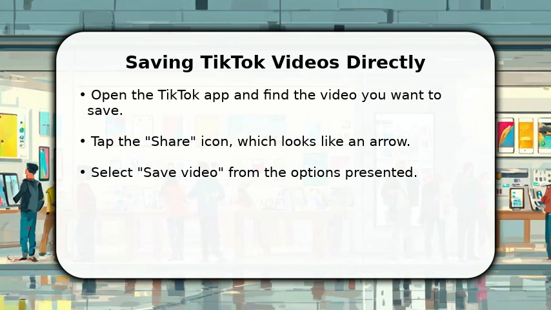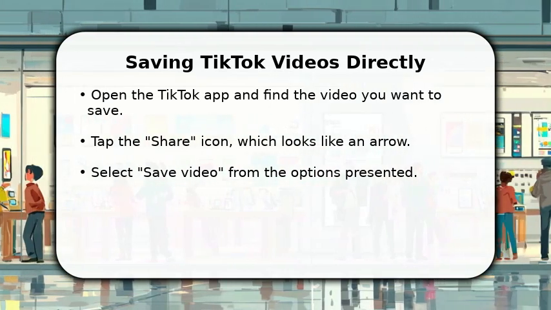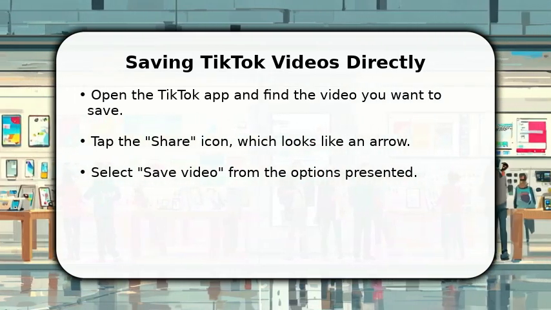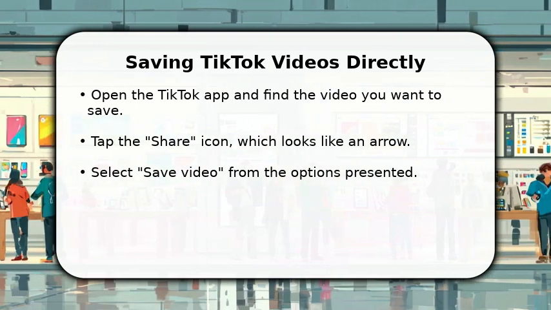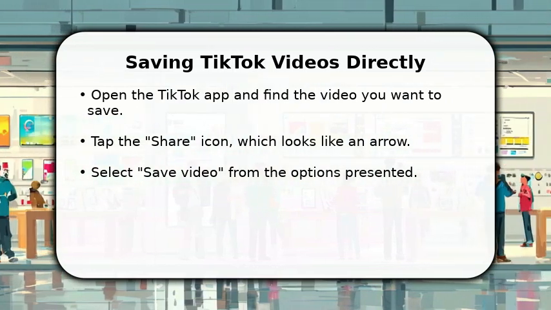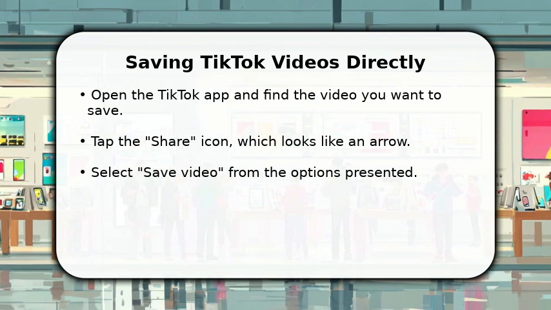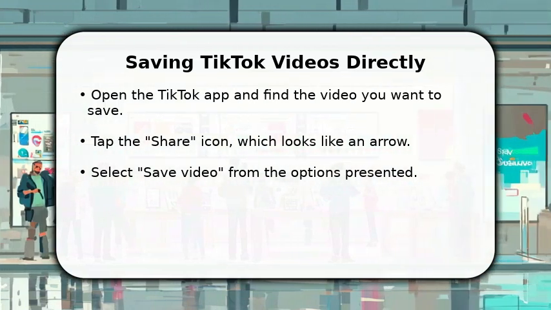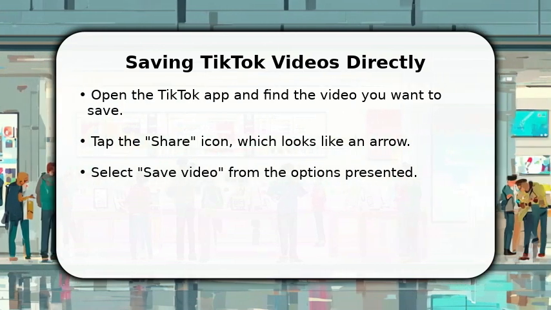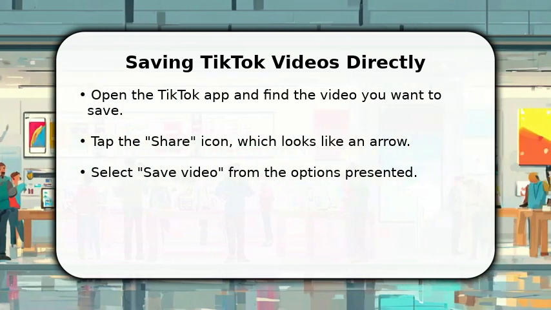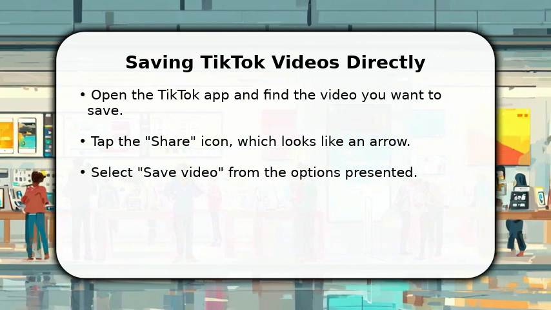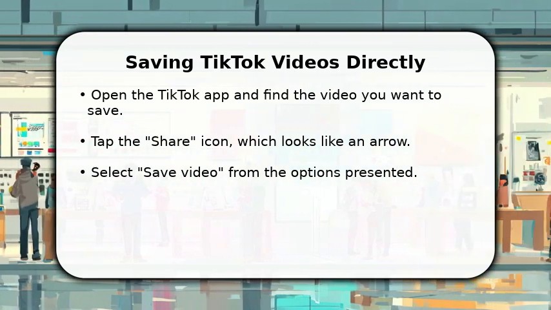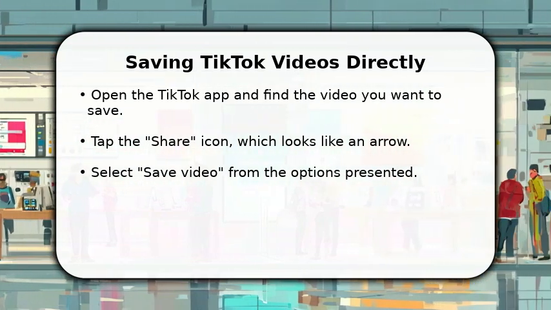In this video, I will explain how you can save a video from TikTok. First, open the TikTok app and locate the video you wish to save. Look for the share icon, which typically appears as an arrow on the right side of the screen. Tap this icon and a menu will pop up. From these options, simply select Save Video. The video will then download directly to your device's photo gallery or camera roll, usually within a few seconds.